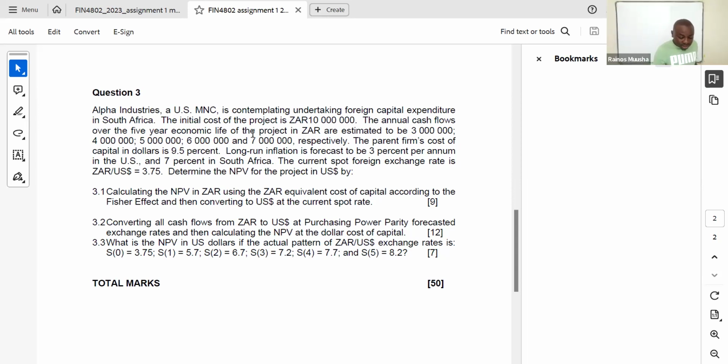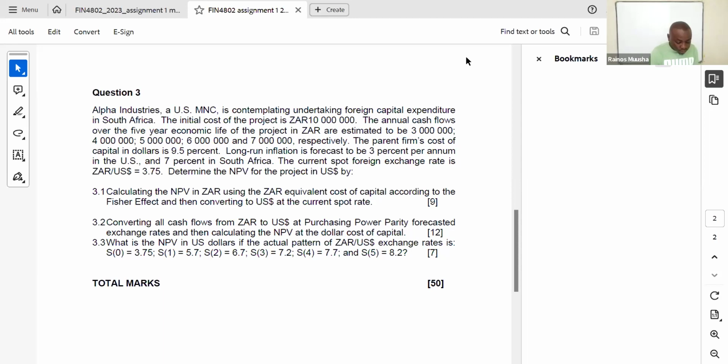And as you can see, the cash flows that they're giving us here are in ZAR, but when it comes to the cost of capital, they say the parent firm's cost of capital in dollars is 9.5%. So we need to find the equivalent ZAR cost of capital, so that the cash flows are in ZAR, and then the discount rate is also going to be in ZAR as well.